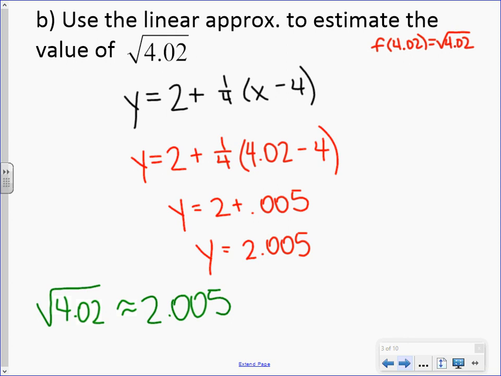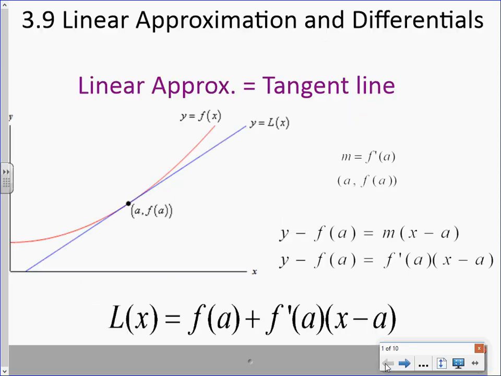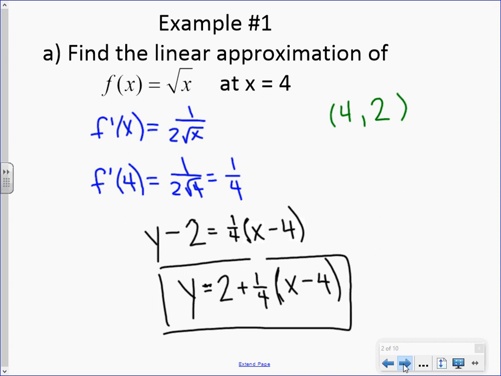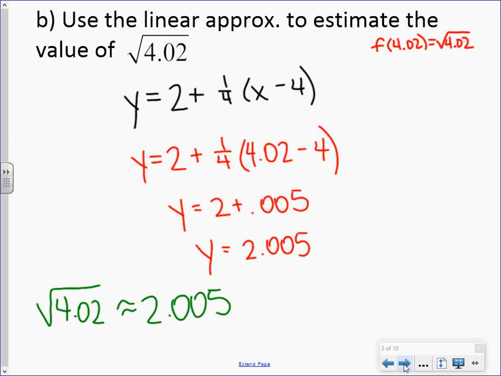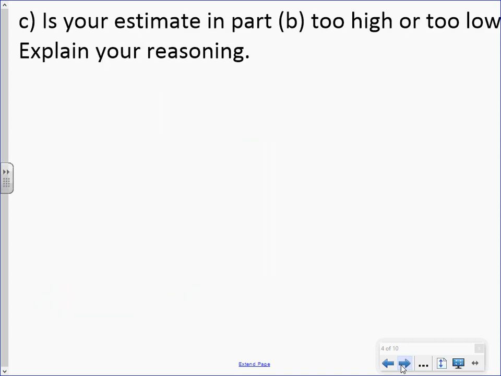We're going to be a little bit off, and we'll talk about whether we're too much or too little. But the closer we are to that actual point, we'll go back to this picture right here, the closer we are to the actual function value. The further we get out on the line, the further we are away from the curve. Now, let's talk about, are we over or under? So are we an over approximation or an under approximation?